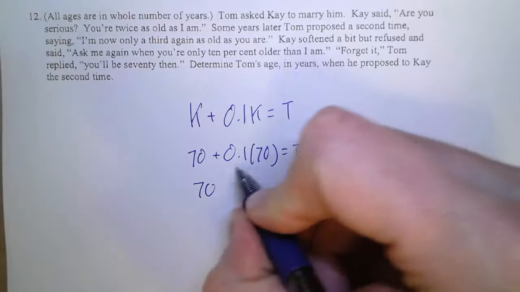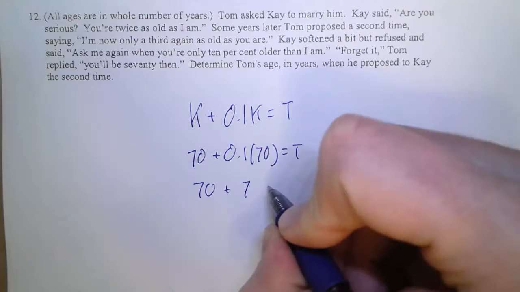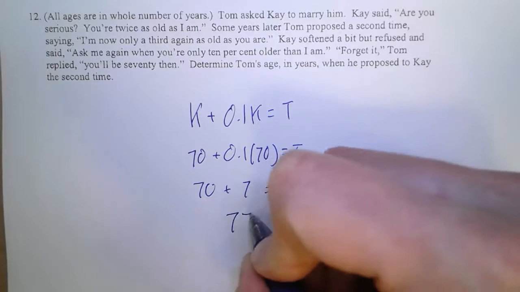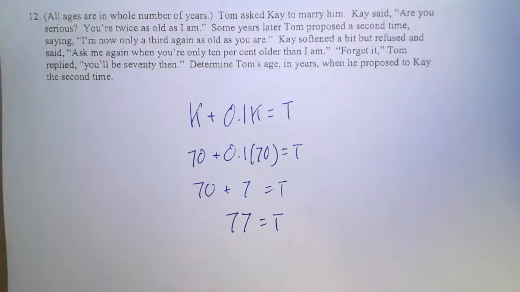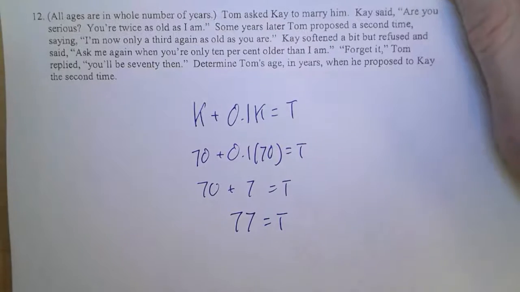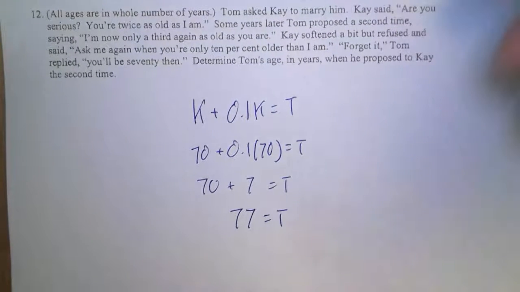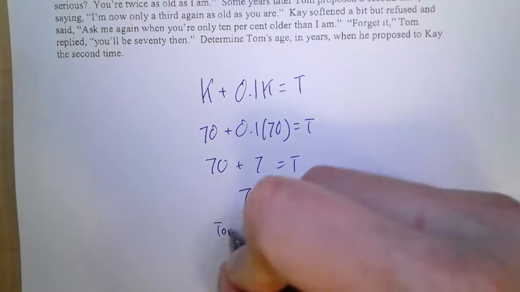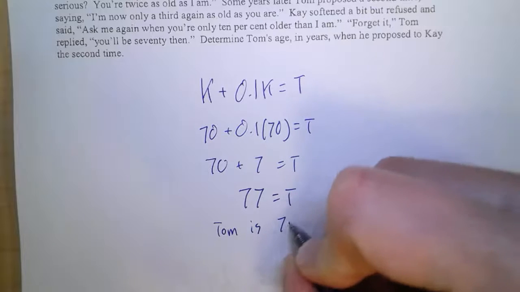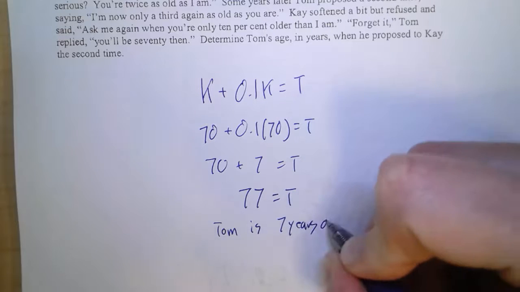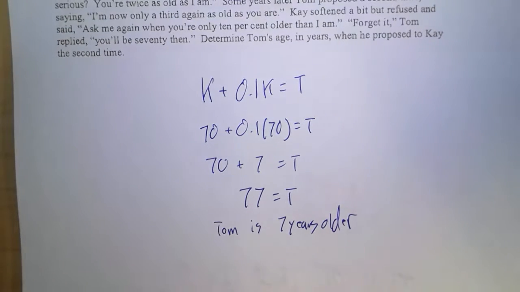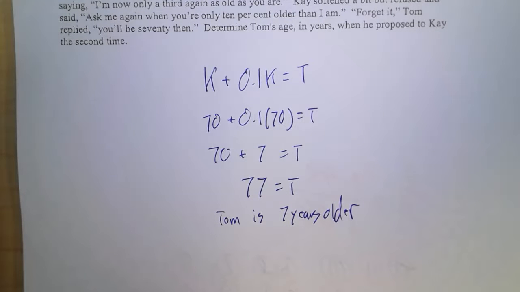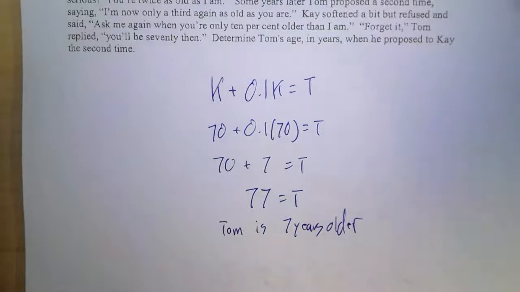Because 0.1 times 70 is 7. So that means Tom, in the future, will be 77. Now, that's not the answer, but the key thing is that Tom is 7 years older. That's the key.